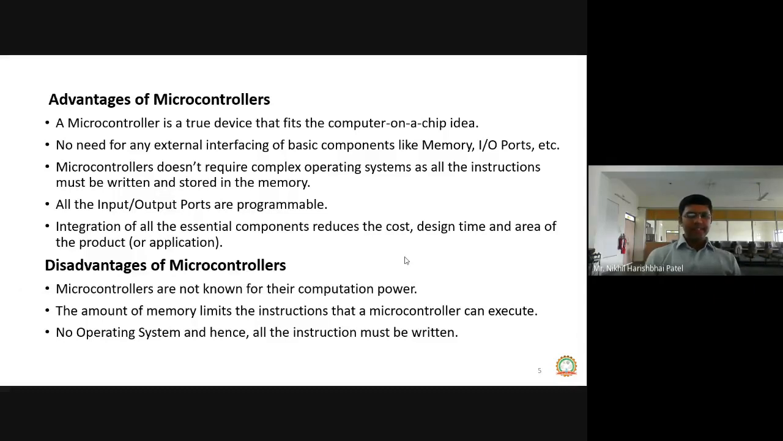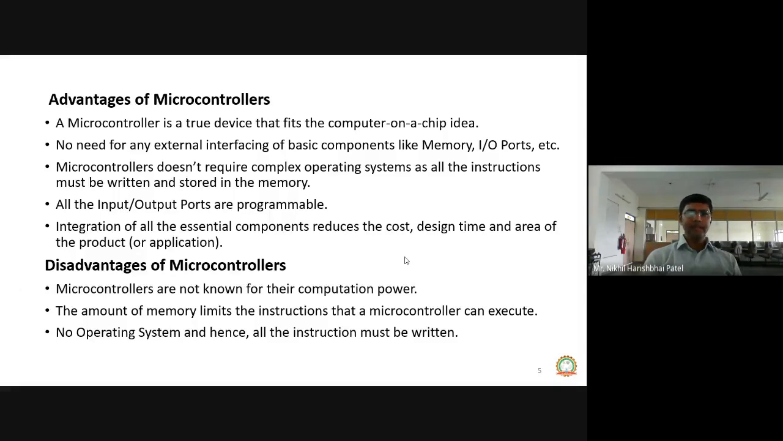A main disadvantage of microcontroller is that the amount of memory limits the instructions that the microcontroller can execute. As we know, in the 8051 family, we use either 4 kilobyte memory, 8 kilobyte memory, or 32 kilobyte. If my program size is large, or some complex algorithm we have to solve, in that case the microcontroller does not have the amount of internal memory available. We have to connect it externally.